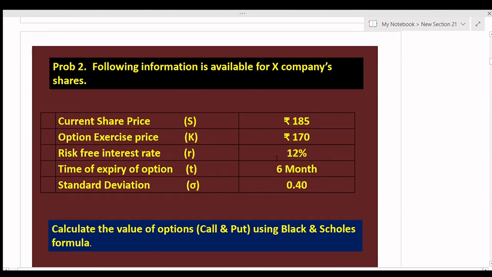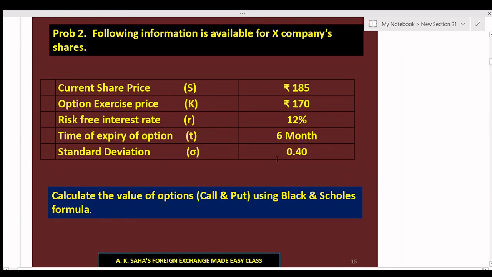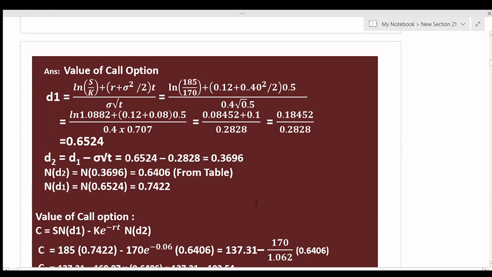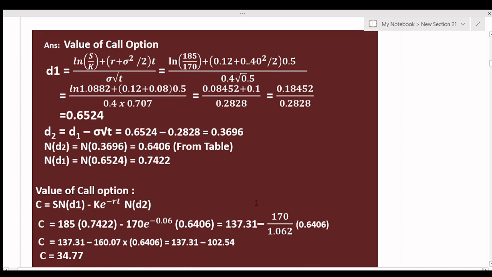Problem 2. The following information is available for X company shares. Share price is 185. Strike price is 170. Risk-free interest rate 12%, 6 month time, and 0.40 is the standard deviation. Find out the call and put option values using the Black and Scholes formula. Simply you put the values in the formula.